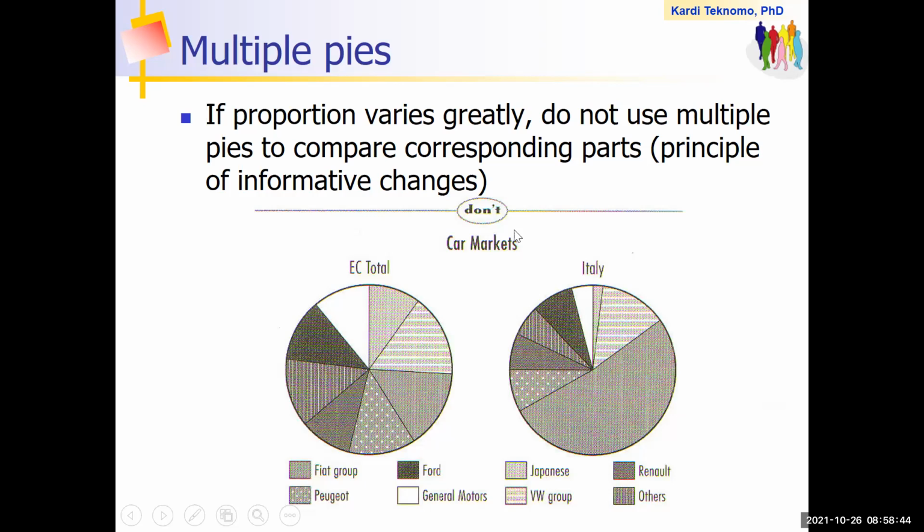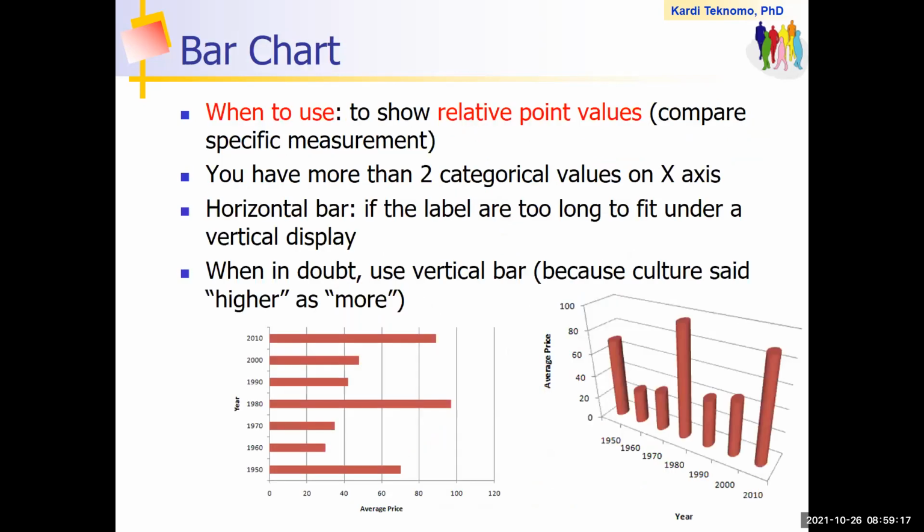And if you want to use multiple pies, remember the principle of informative change. So if the proportion varies greatly, don't use pie. If the information varies greatly, don't use pie. A while ago, if the change is almost the same, then you use pie, two or three pies.